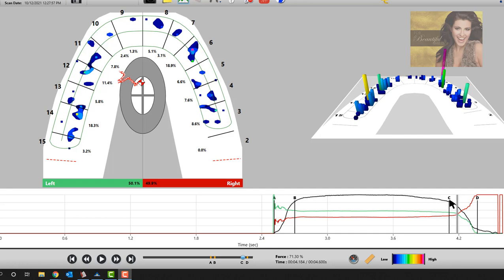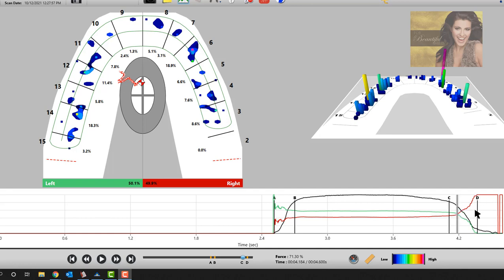At C, the sensor puts a new line here, and it says, oh, the patient is releasing pressure, releasing force as they go into this right excursive movement. And we know the patient's going to the right because the red line goes up. If the patient was going to the left, then the green line would go up, okay? And so D is total exclusion, or when the red gets to 100%.